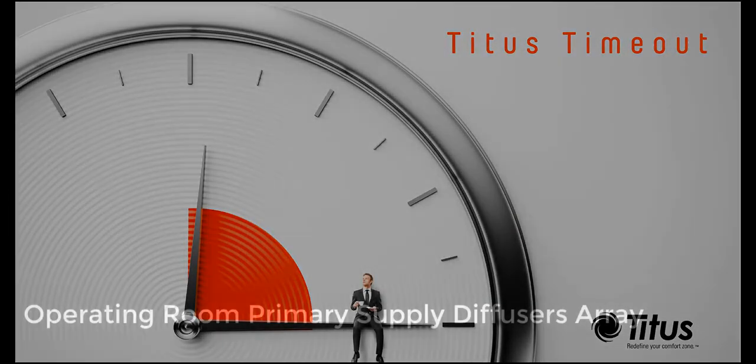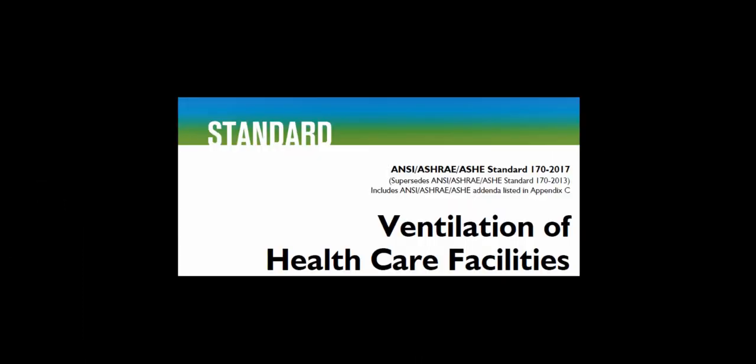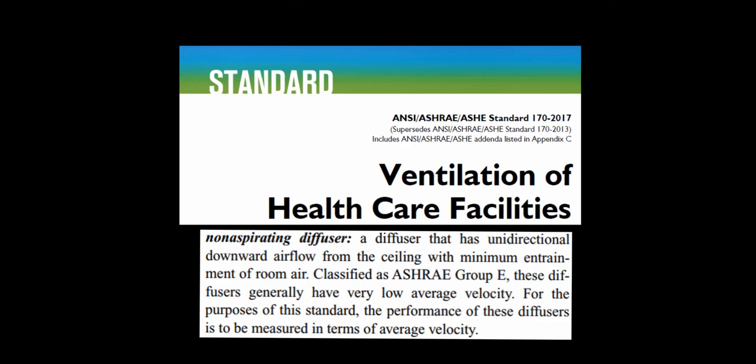I'm Matthew McLaurin. In this episode, we'll discuss the primary supply diffuser array within operating rooms. ASHRAE Standard 170 addresses the requirements for ventilation in healthcare facilities. Standard 170 requires these diffusers to be Group E non-aspirating diffusers like the TLF and TLFR. These diffusers have a unidirectional downward flow with minimum levels of entrainment.